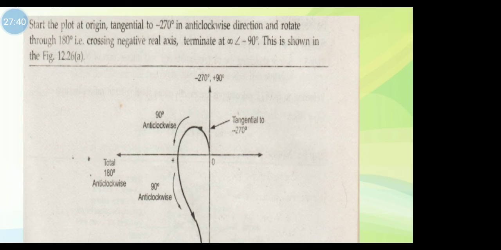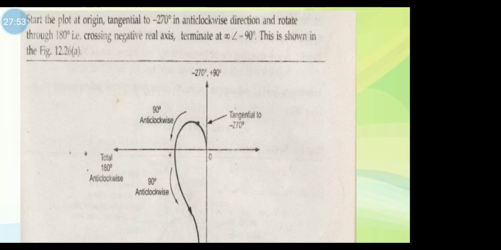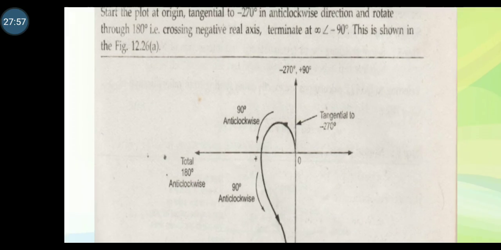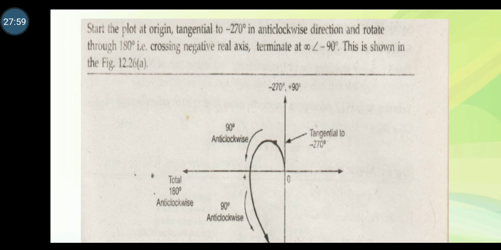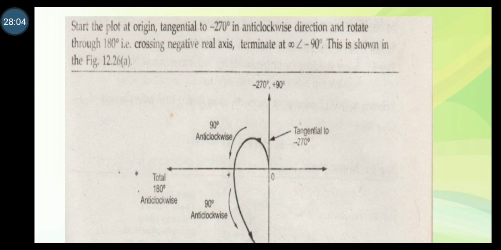Start the plot at origin. So the plot has been started at origin. Tangential to minus 270 degrees in anti-clockwise direction and rotate through 180 degrees, that is crossing the negative real axis, terminating at infinity at an angle minus 90. So it will start at origin. Tangential to minus 270 degrees in anti-clockwise direction and rotate through 180 degrees.